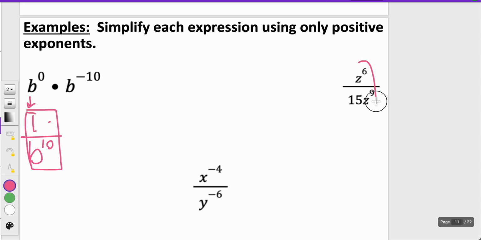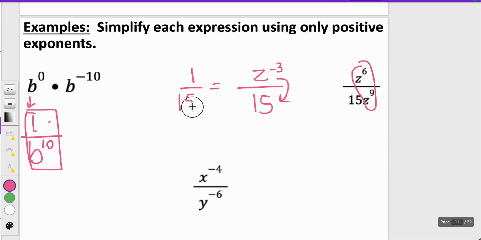For these two, I'm going to subtract my 2 exponents. 6 minus 9 is a negative 3, so I'll have z to the negative 3 on top, 15 on bottom, and then this z to the negative 3 can be positive if I put it on the bottom with 15, so now this one is just going to be 1 over 15 z to the positive 3rd.